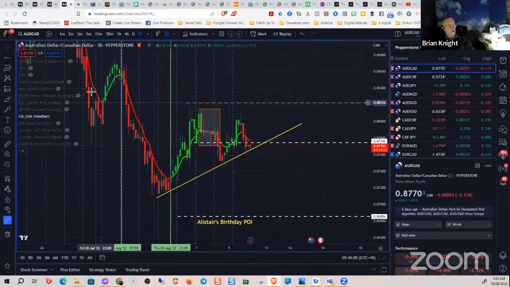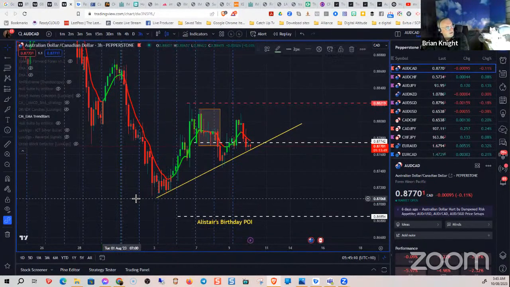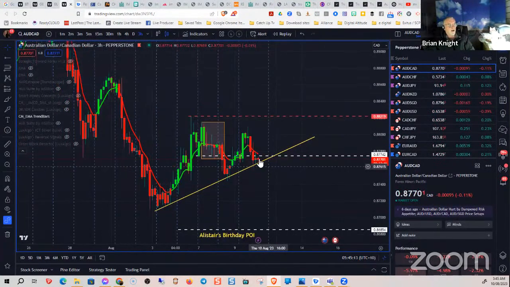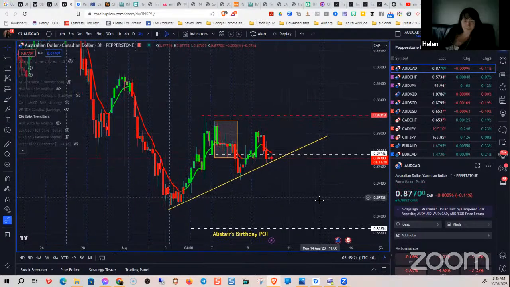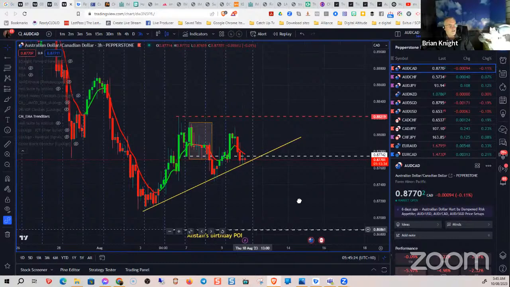But I'm looking at the overall trend of this pair, and it is a downtrend. So, and you're right, it could do whatever it wants to do. I'm just on the side of it going into a sell direction and breaking this low over here. When it gets a chance, and potentially down to Alistair's POI.